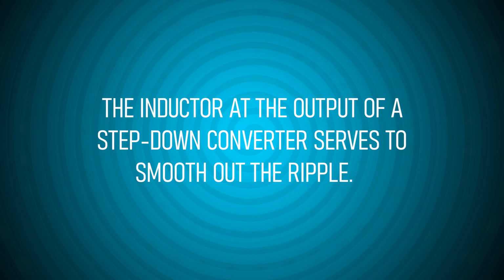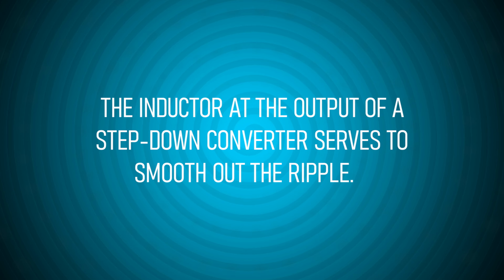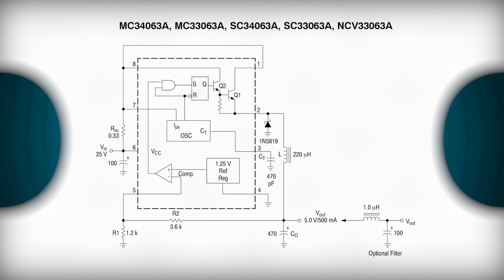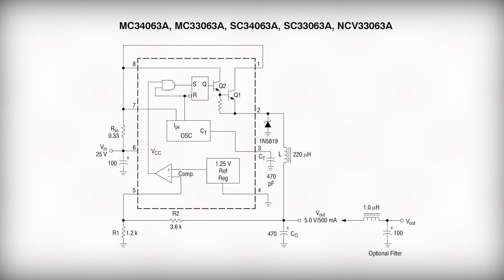Myth number 9. The inductor at the output of a step-down converter serves to smooth out the ripple. Here's a diagram of a standard car USB charger built on an MC34063 DC-DC converter and producing 5 volts at the output. As you can see, the input voltage of this stabilizer can reach 25 volts. What do you think is the purpose of inductor L at the output of this circuit?